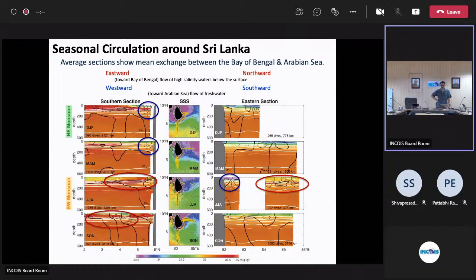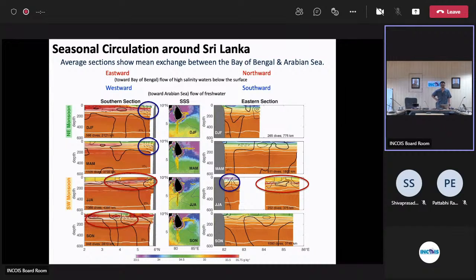We can see the eastward transport of Arabian Sea waters, again, during the southwest monsoon and the fall intermonsoon, circled in red there. And once again, even in the average, you see the subsurface salinity maximum, right? And a little bit of that intervening structure in that Arabian Sea water transport.